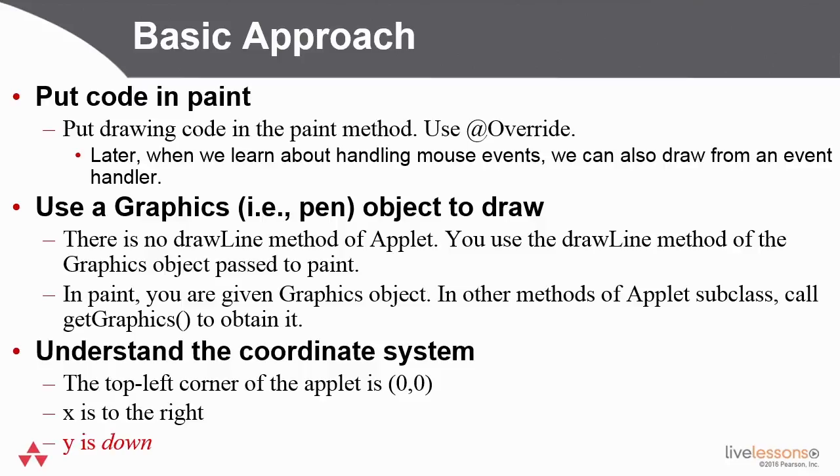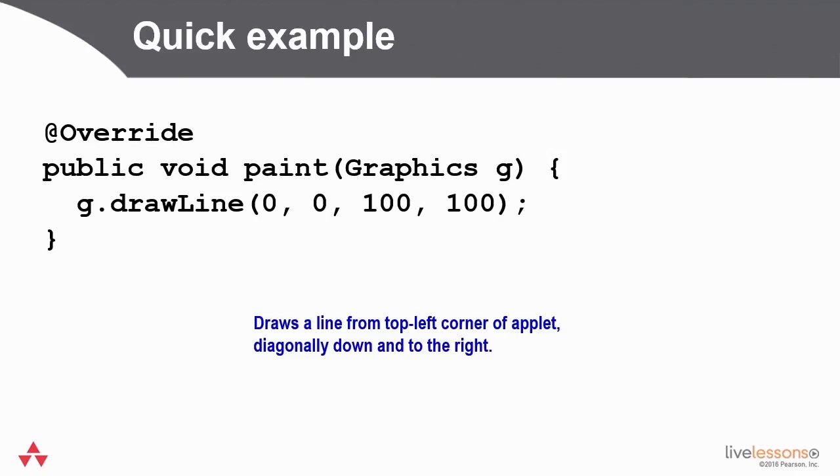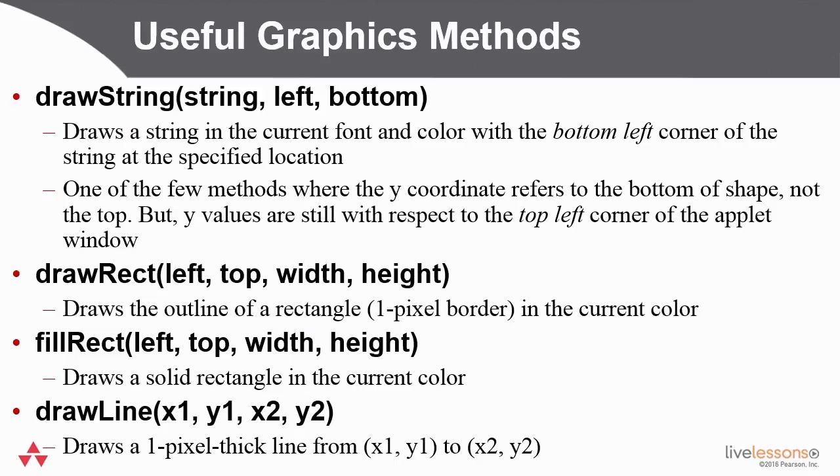And we also mentioned that 0, 0 is not the bottom left corner, but it's the top left corner. X goes to the right as you would expect, but Y goes down, not up, as you probably would not expect. So we saw this example earlier. This means draw a line from the top left corner diagonally down, not draw a line from the bottom left corner diagonally up.